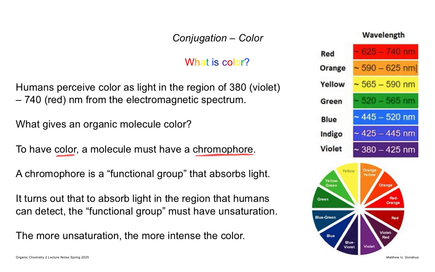In regards to this discussion, the chromophore is a conjugated system. The minimum is two double bonds next to each other, and then we're going to grow that out to increase conjugation. One thing I can say: the more unsaturation, the more double bonds, the more intense the color.